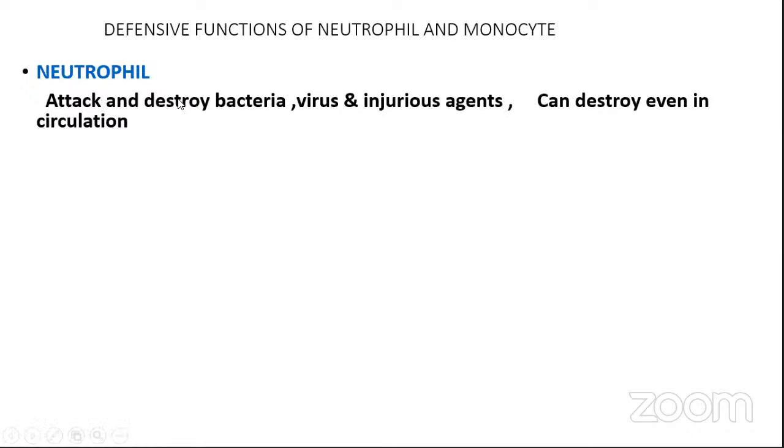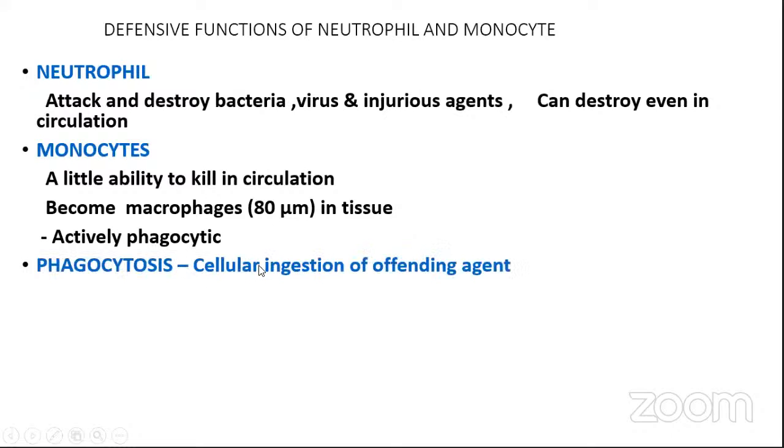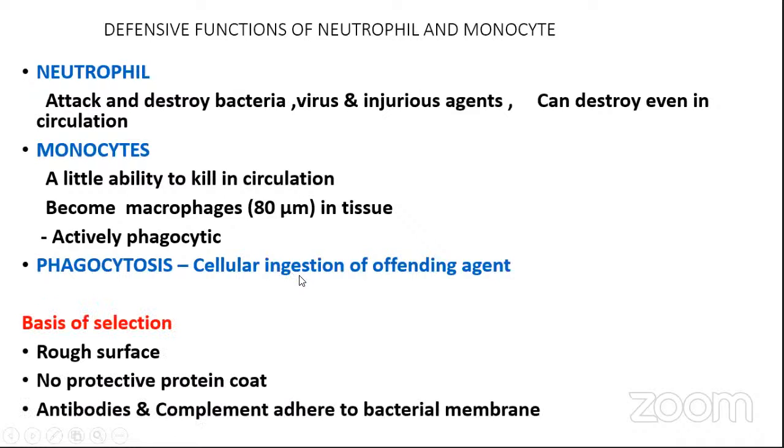Okay, neutrophil attacks and destroys the bacteria, virus, or any other injurious agents. It can destroy even in the circulation. Monocytes, as I told, can kill in circulation; as many as 100 bacteria can be engulfed. It becomes a macrophage that is 80 micrometers in size in tissue, because it is a tissue macrophage, and actively phagocytic. Okay, phagocytosis, that is cellular ingestion of the offending agent.